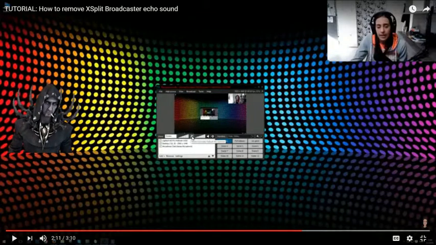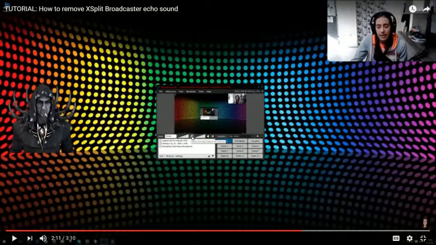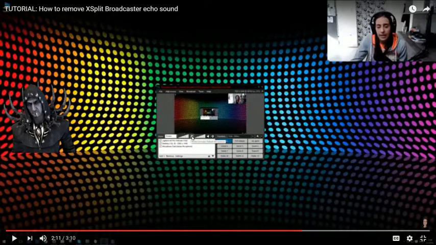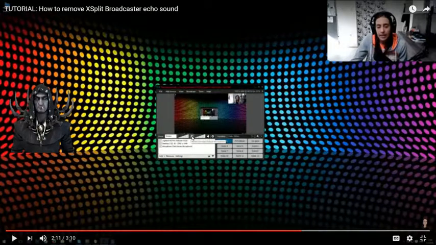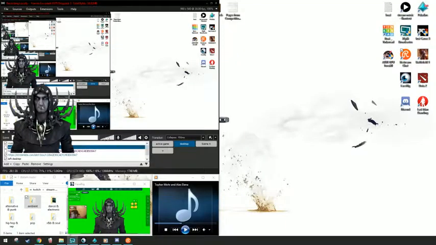I don't know what the problem is in her PC. I'm guessing that she has two microphones running at the same time, like her desk microphone or a headphone microphone and the webcam mic. So basically, turning off this button right here would eliminate your own voice.